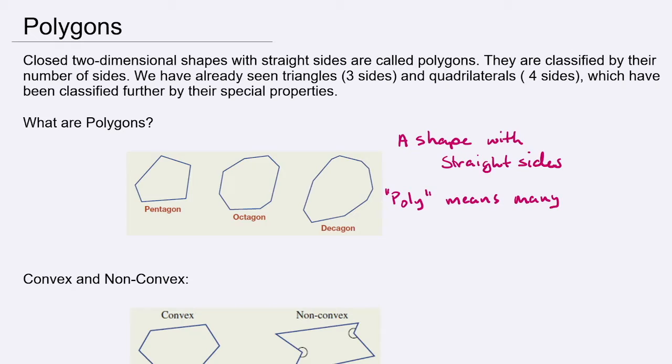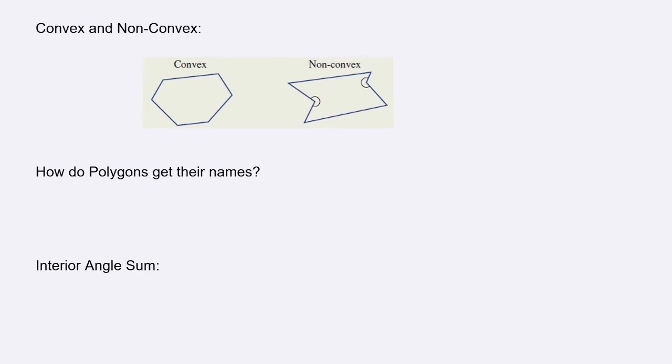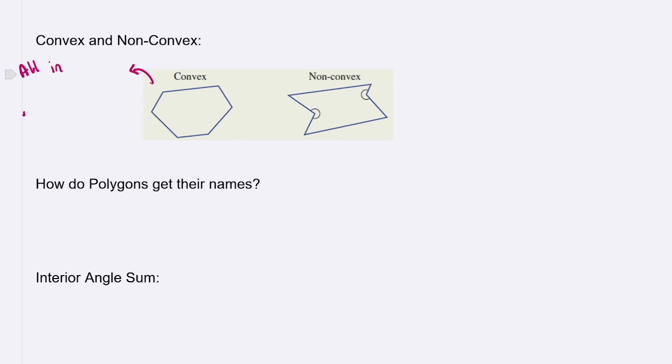Now, polygons, just like quadrilaterals that we have dealt with in the past, can be convex or not convex. If they are convex, that means that all of the interior angles are less than 180 degrees. That is in our convex polygons.